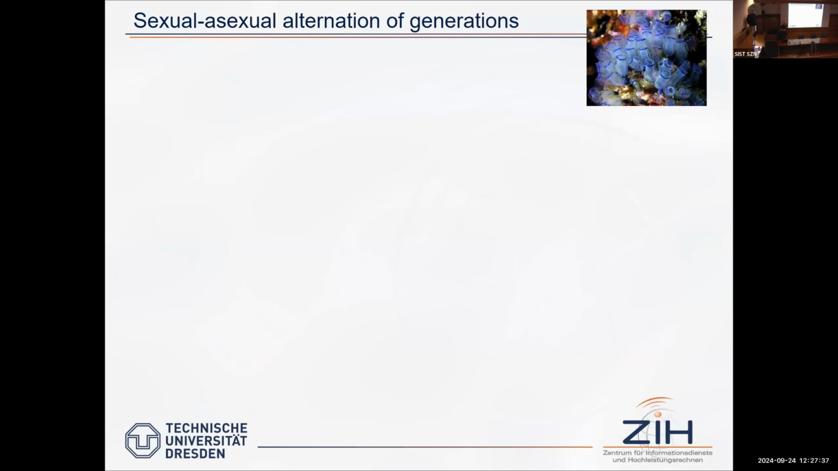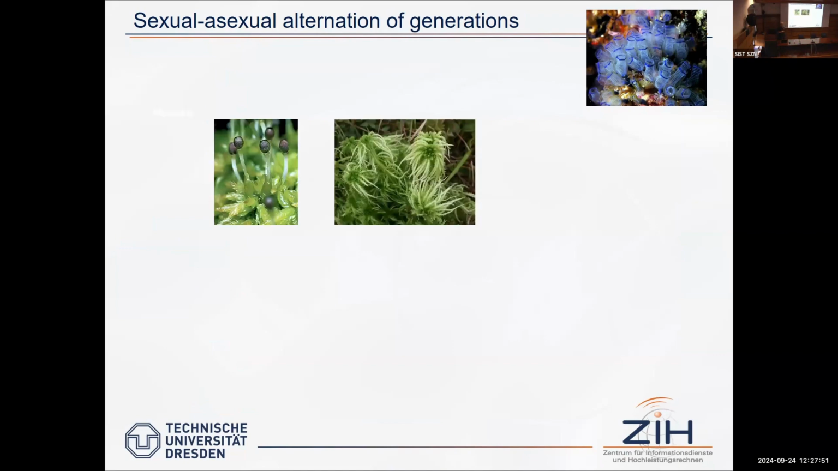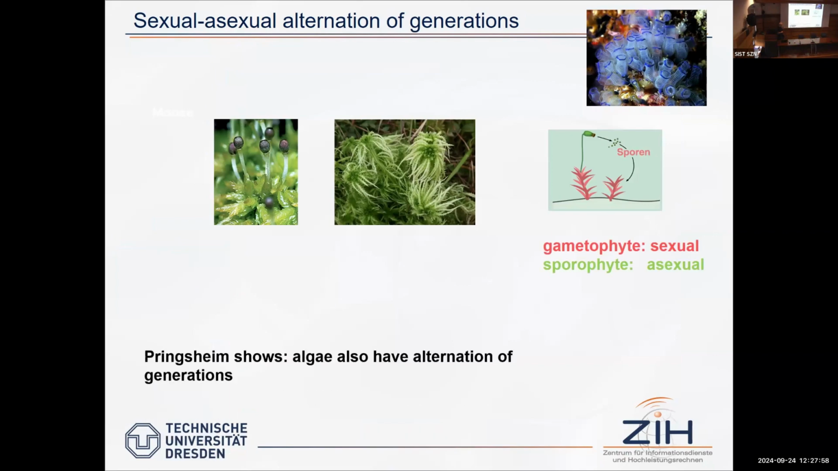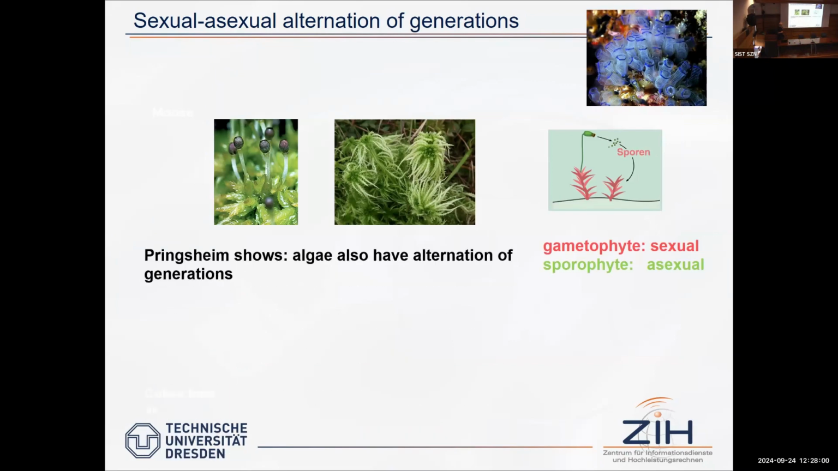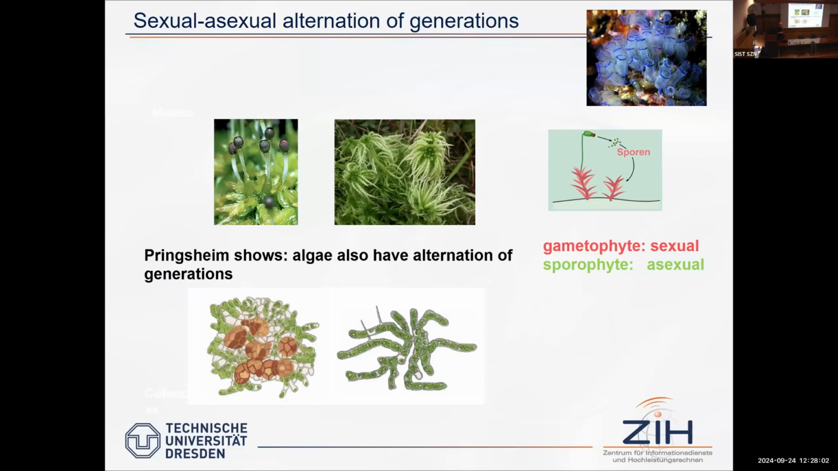But we owe to Pringsheim another finding. He also showed that there is an asexual-sexual alternation of generations. This was first found in Tunicata by an Italian, Camisso, and it had been established in mosses and ferns by the middle of the 19th century. And Pringsheim showed that algae also have an alternation of generations. This is the asexual sporophyte, and on top we have the sexual gametophyte.